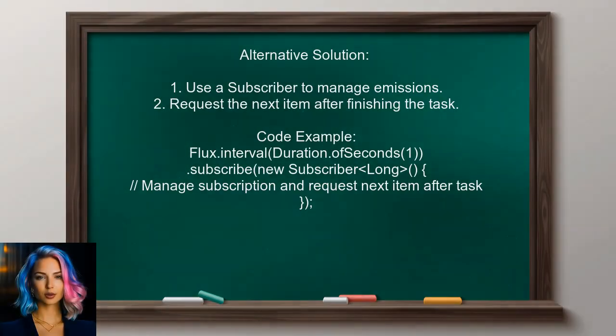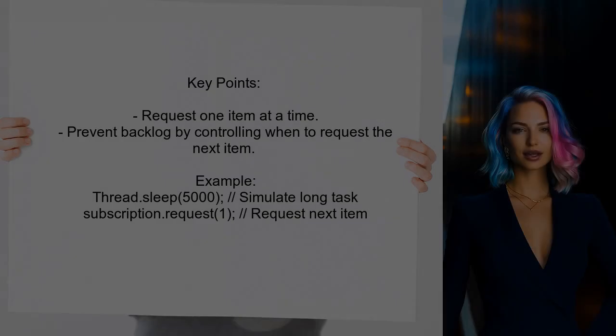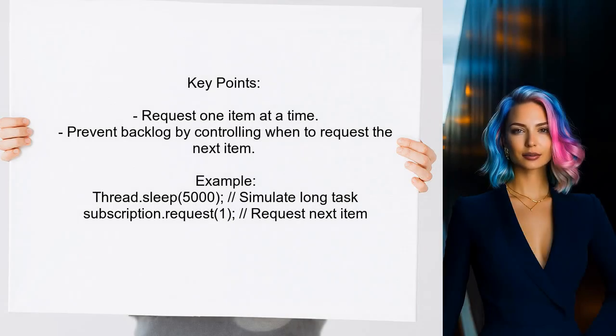An alternative approach suggested by a user involves explicitly managing the subscription to control emissions. They recommend using a subscriber that requests the next item only after completing a long-running task. In this method, the subscriber requests one item at a time. After executing a potentially long operation, it requests the next item, preventing any backlog of emissions.